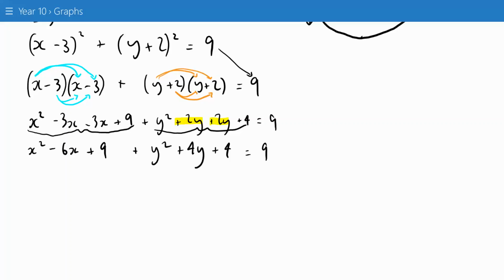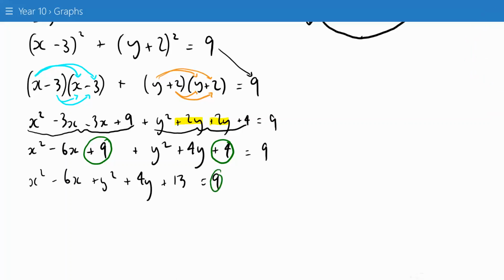Now let's simplify this, okay? I'm just going to get a green pen here. There's only one x squared term, there's only one x term, but there's a plus 9, a plus 4. Okay, let's combine those, let's add them together. So I've got x squared minus 6x. I'm going to put the numbers at the end, so I'm going to bring this plus y squared plus 4y to the front. What is 9 plus 4? It is 13 equals 9.